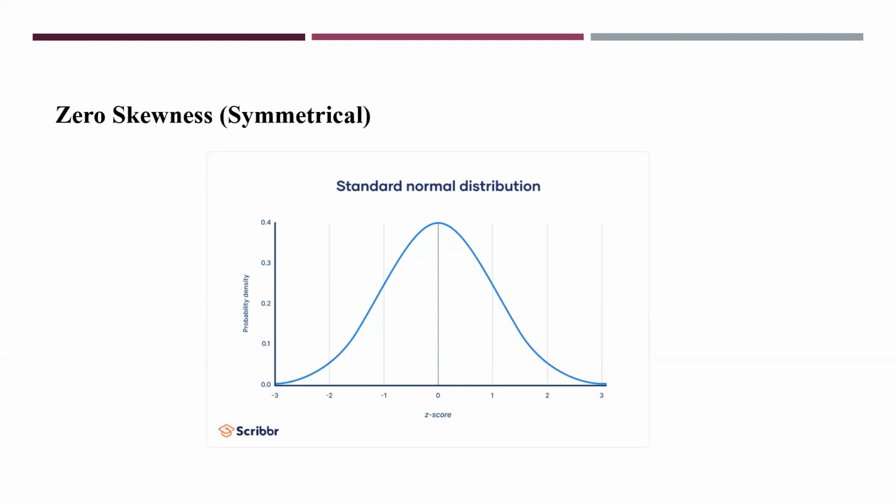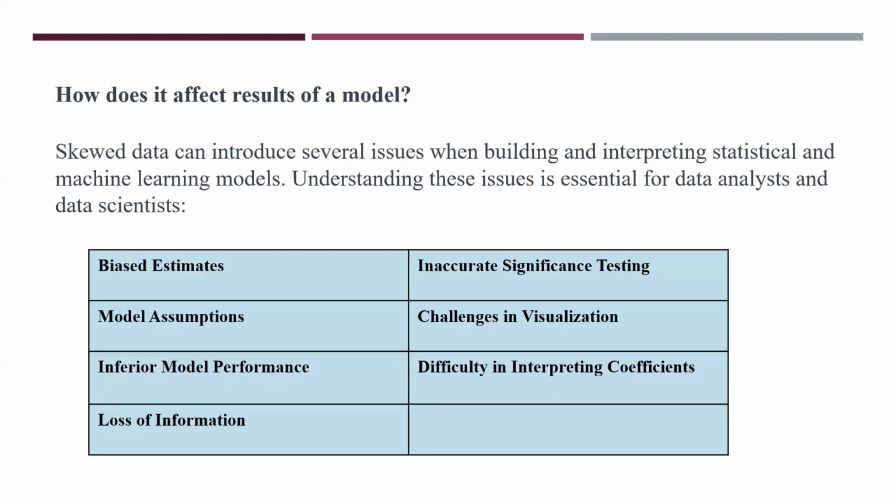Now we want to know how the distribution affects the results of a model. Skewed data can introduce several issues when building and interpreting statistical and machine learning models. Understanding these issues is essential for data analysts and data scientists. So the first issue that arises due to distribution is biased estimates.